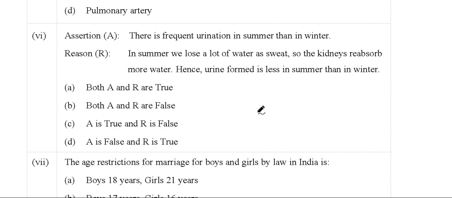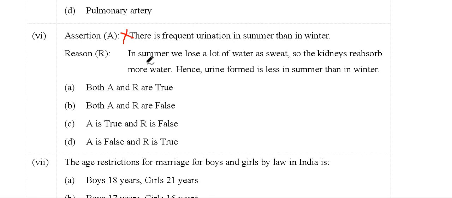Next, assertion and reason. Assertion: there is frequent urination in summer than in winter. Reason: in summer, we lose a lot of water as sweat, so the kidneys reabsorb more water. Hence, urine formed is less in summer than in winter. Actually, the assertion A, that there is frequent urination in summer than in winter, is not correct. It is a false statement, because more urination happens in winter than in summer. But here it is written the totally opposite way.